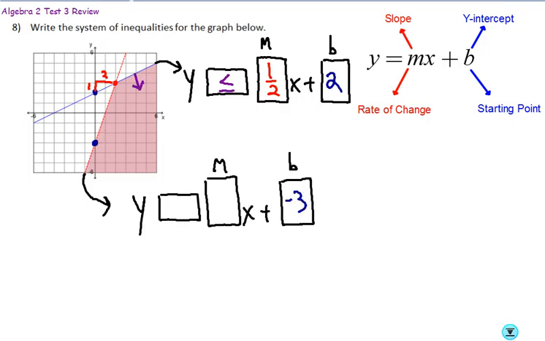Let's check out the slope. Looking for the next corner. Not a corner, not a corner. There's a corner. And then I'm saying how many up, how many over. Well, it looks like we're going up 3 and over 1. So that would be a slope of 3 over 1.